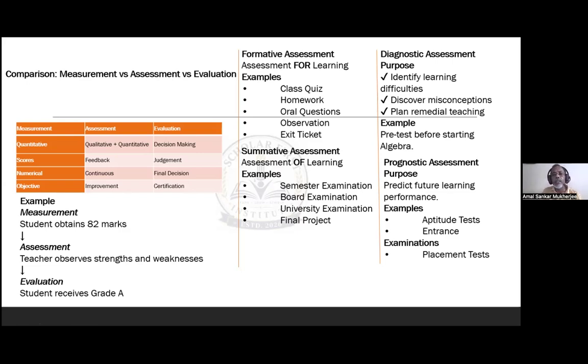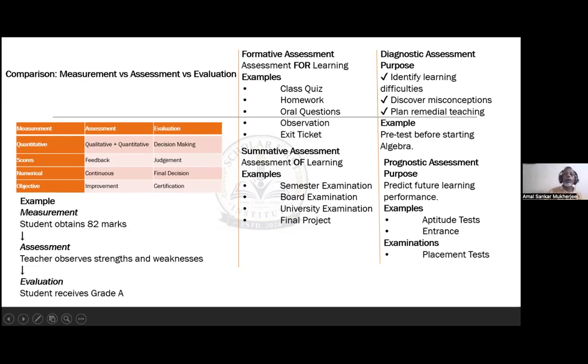Okay, prognostic assessment. The purpose is to predict future learning performance. That is very useful for predicting the future learning performance of the student. Examples where we do prognostic assessment: aptitude tests, entrance tests, and also placement tests. These are all prognostic assessment. So these are the examples where we can do the prognostic assessment.